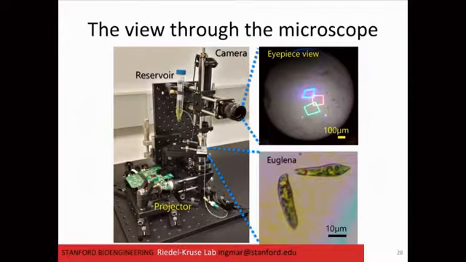So this is what the machine looks like. This is the view through the eyepiece where you see the cells here, and you also see what you draw. And this becomes important later, as you will see.